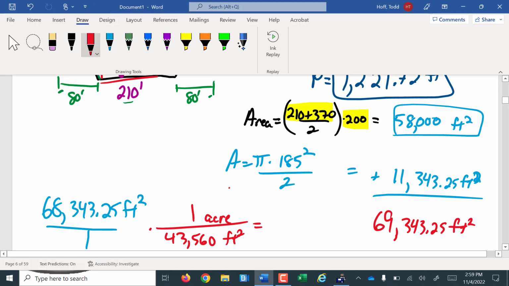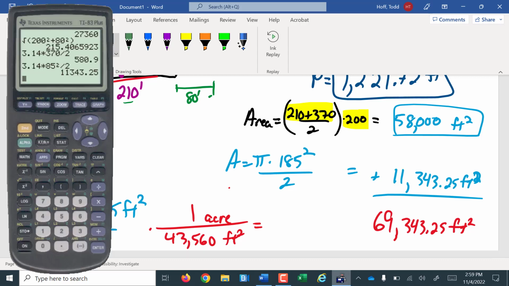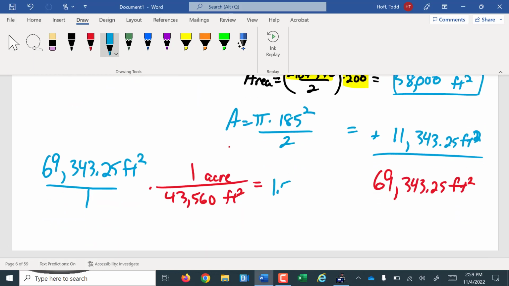So I put an 8 there for some reason. That should have been a 9. So 69,343.25 divided by 43,560. We get 1.59 acres. What do you think? Good stuff?